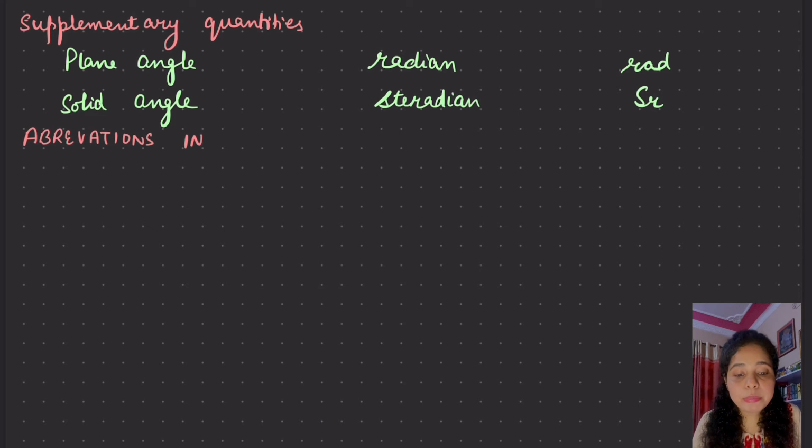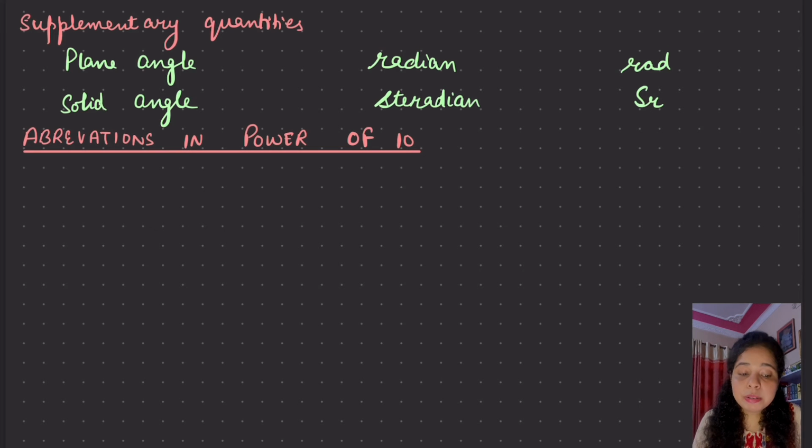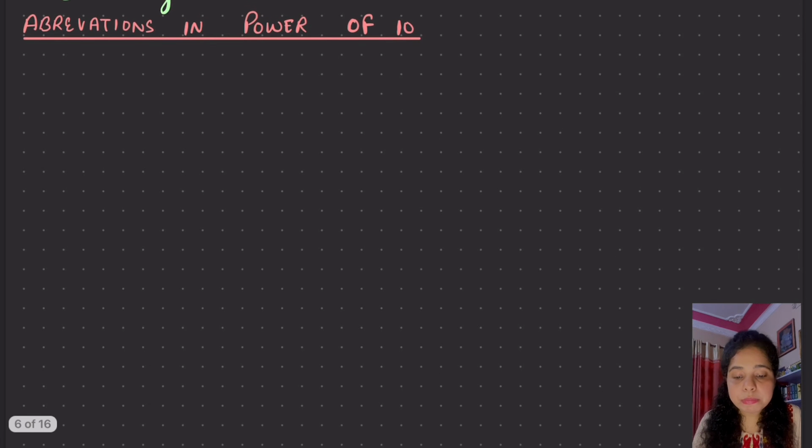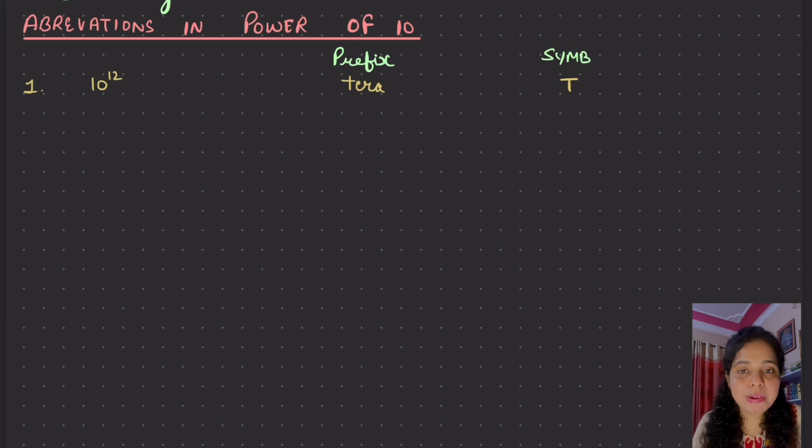So, abbreviations in powers of 10. This is very important and you need to learn it thoroughly. We have multiples and submultiples, their prefixes and their symbols. If we have 10 raised to power 12, we call it tera, and its symbol is capital T. We do not write 10 raised to power 12, we write tera. Like in the case of computers, we talk about gigabytes and terabytes. Terabyte means 10 raised to power 12 bytes. So the prefix is tera and its symbol is capital T.